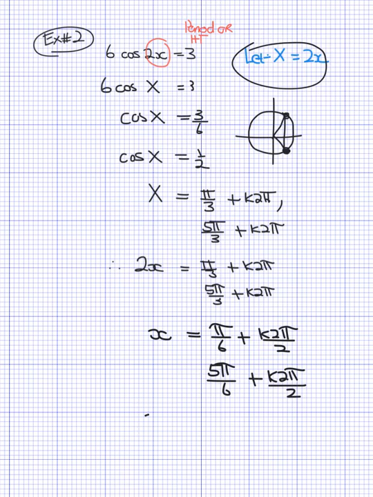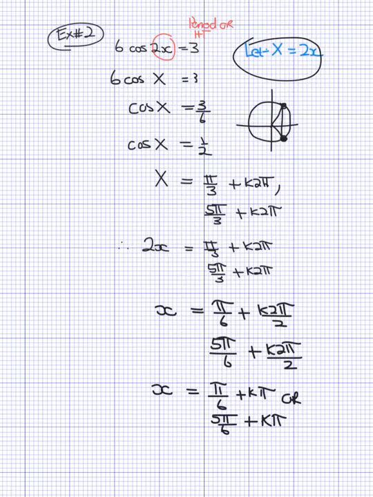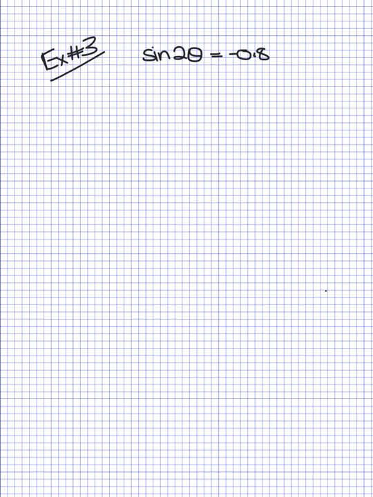So x is therefore going to equal pi on 6 plus k pi, or 5 pi on 6 plus k pi. And that will tell you all the different solutions you can get for x. A tiny little bit trickier, but really not that much more working out there.